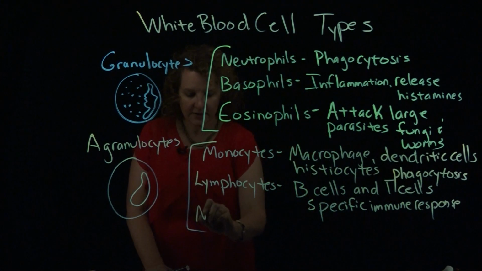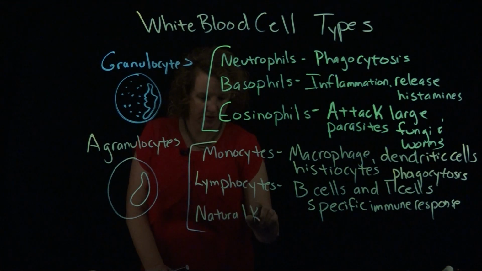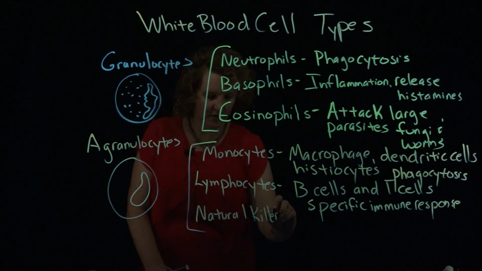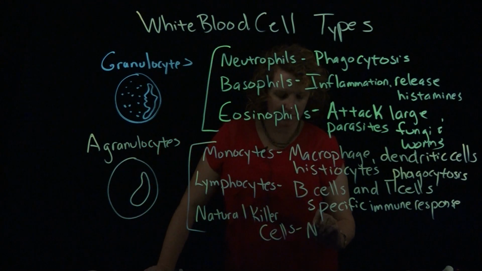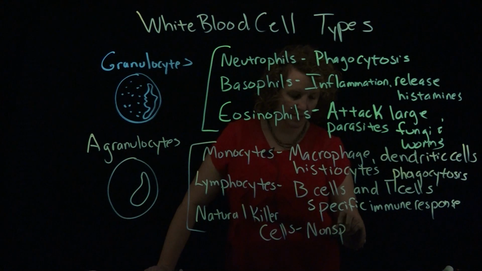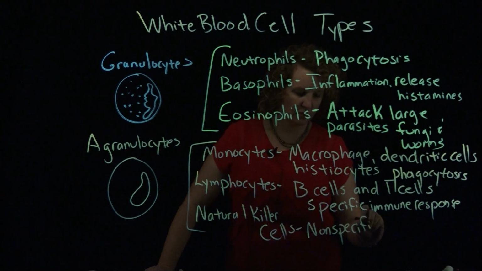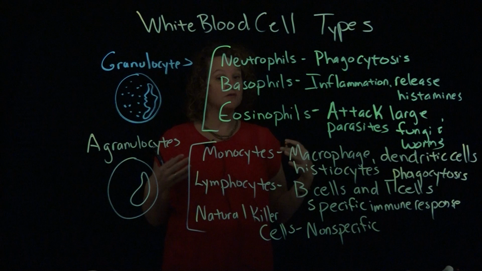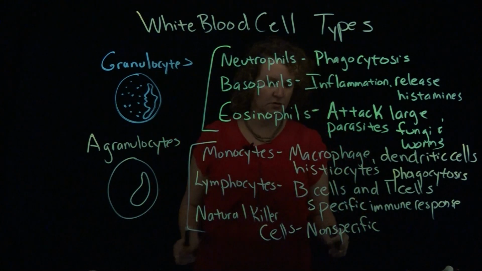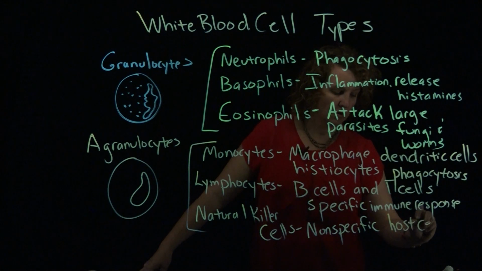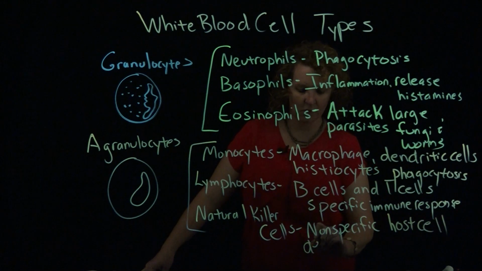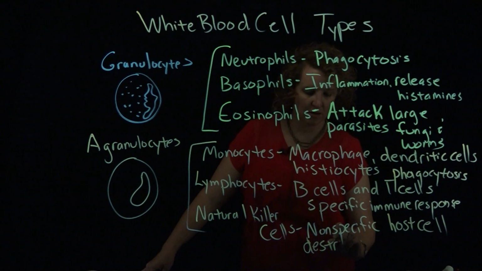And then the last group, some kind of similarities here to T cells, natural killer cells. So sometimes this gets covered at the same time when T cells are covered. However, it's non-specific. So it's specific to cells that are irregular, but it's non-specific to a certain microbe. So it's a non-specific host cell destroyer.